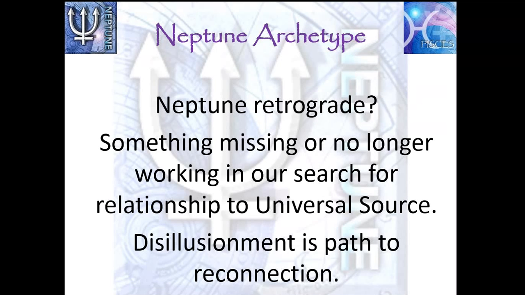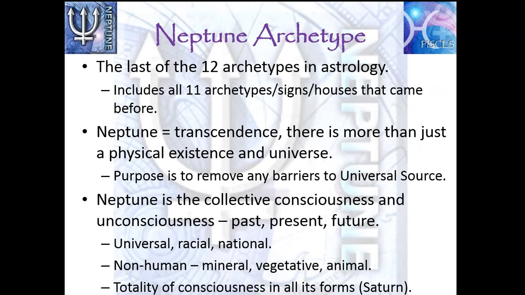Neptune retrograde, something missing or no longer working in our search for our relationship to universal source. And how it will typically work with Neptune, and especially Neptune in Pisces, is through disillusionment, through letdown. And depression could be another word. And we have to go through that in order to reconnect to source. And part of the reasoning for this, okay, the Neptune Pisces 12th house as an archetype, collective conscious unconsciousness, it's the last of the 12 archetypes in astrology. So it includes all 11 archetypes that came before.